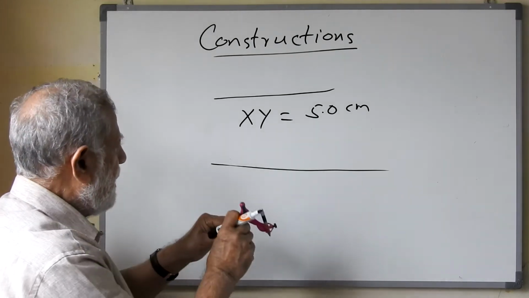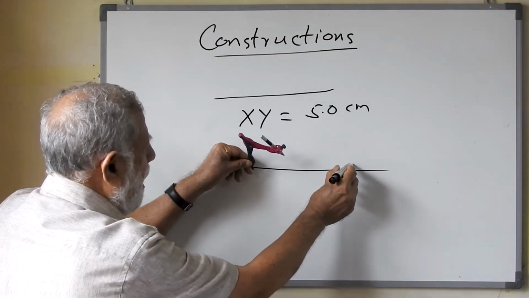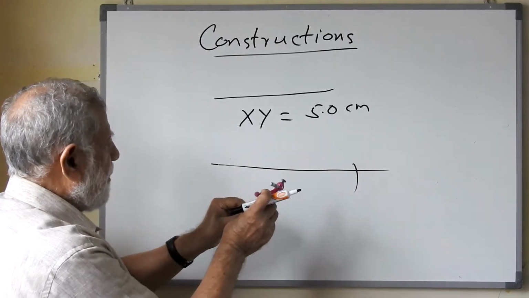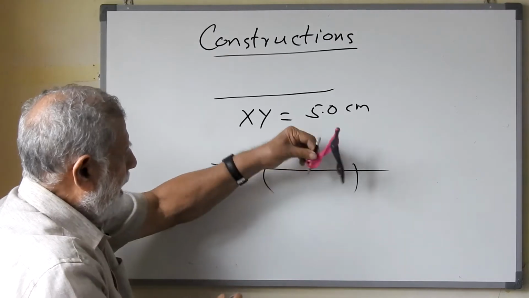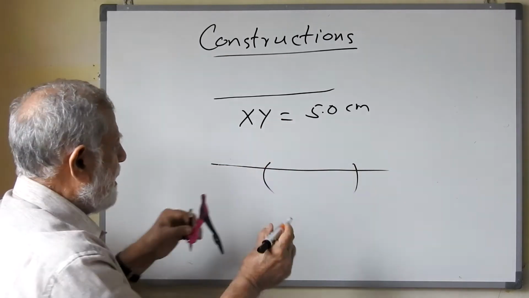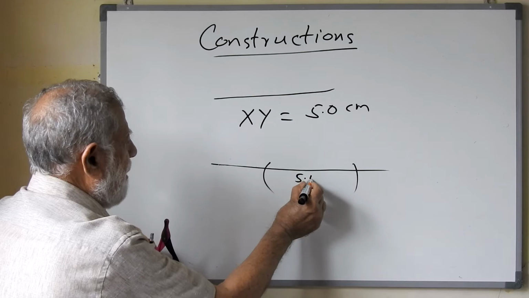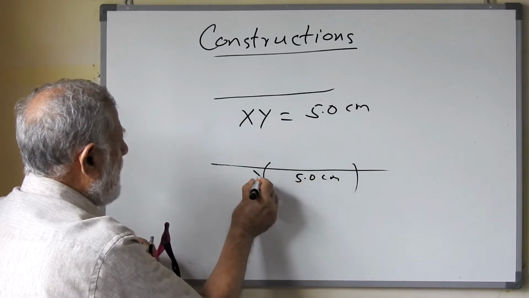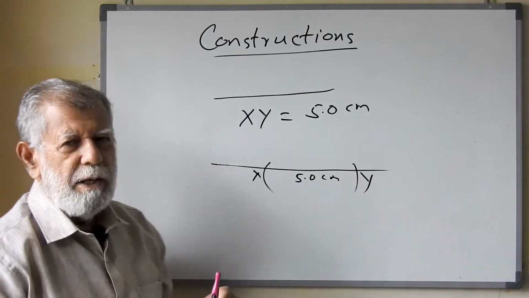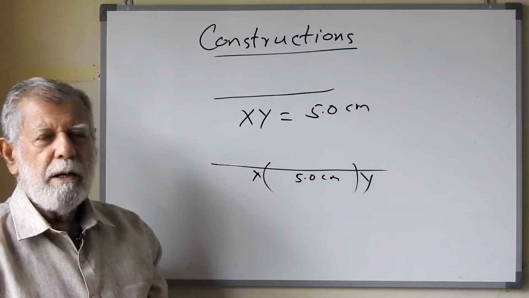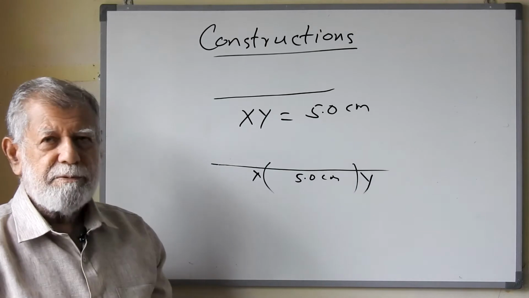After that, from here you draw an arc. Then from here you draw another arc here. This measurement is 5 centimeters, so this line is 5 centimeters. And we call the point here X and the point here Y. That is how we measure accurately the line XY of 5 centimeters.